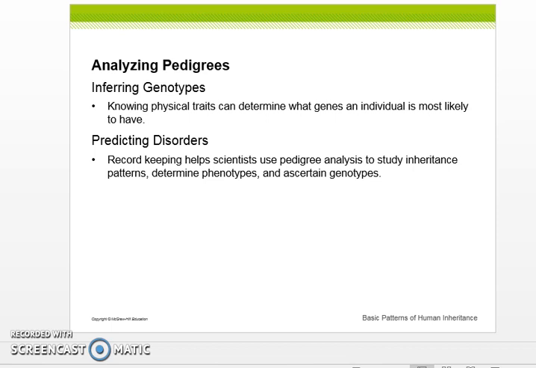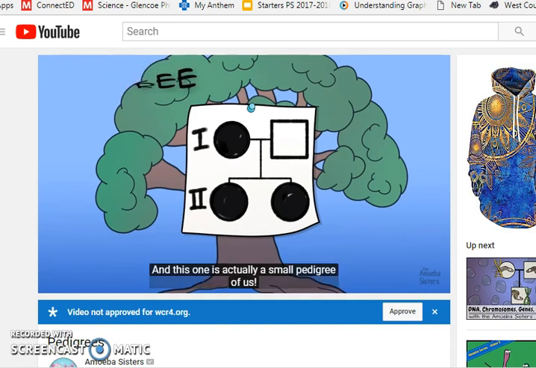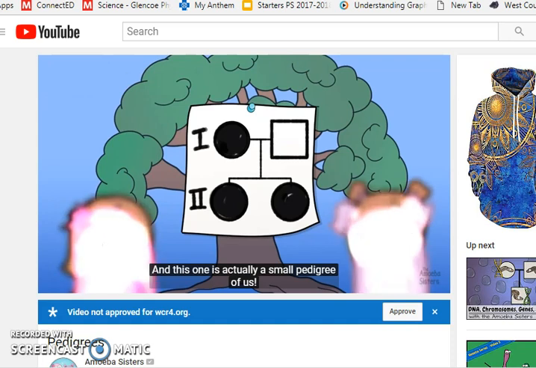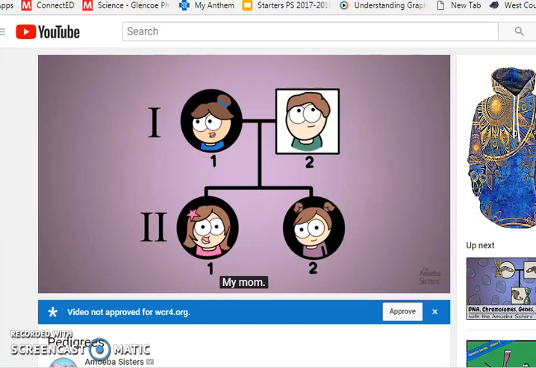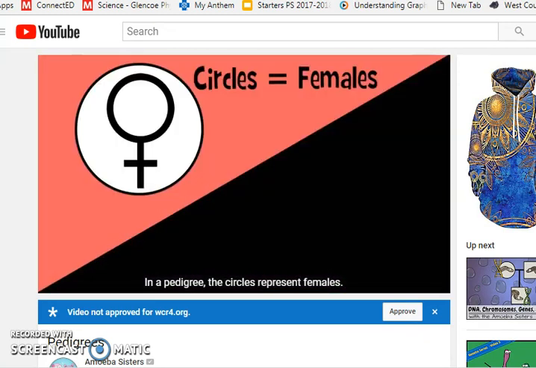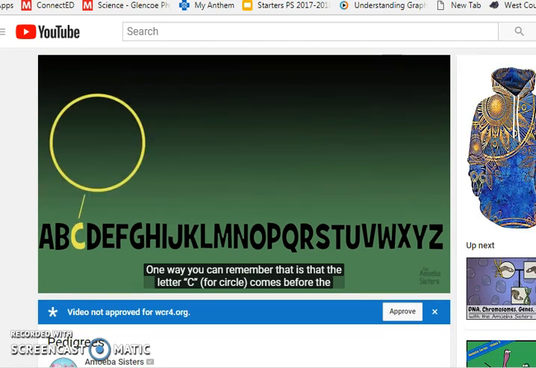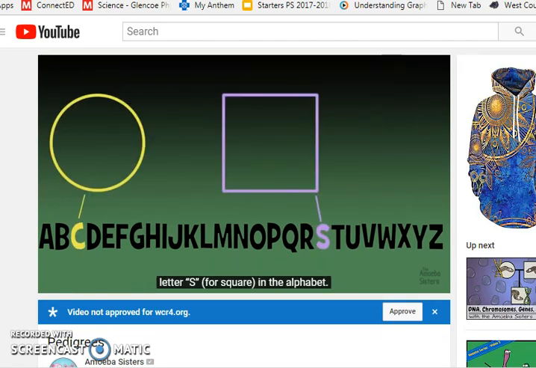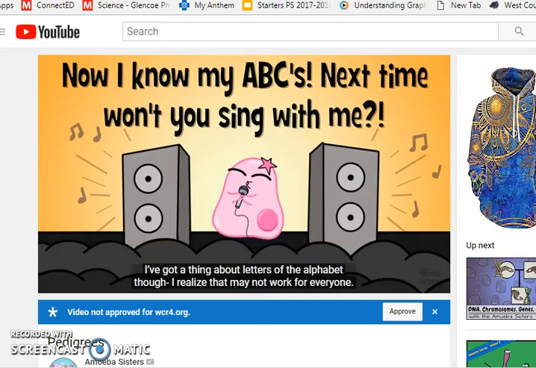A pedigree is like a family tree. It can show information about an inherited trait passed across generations. And this one is actually a small pedigree of us. Well, our human forms. See, that's me, my sister, my mom, my dad. I'm not arbitrarily picking random shapes to represent us either. In a pedigree, the circles represent females, squares represent males. One way you can remember that is the letter C for circle comes before the letter S for square in the alphabet. Alphabetically, the letter F for female comes before the letter M for male. I've got to think about letters of the alphabet, though.